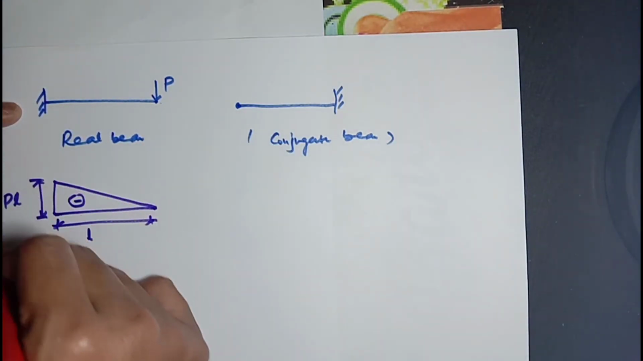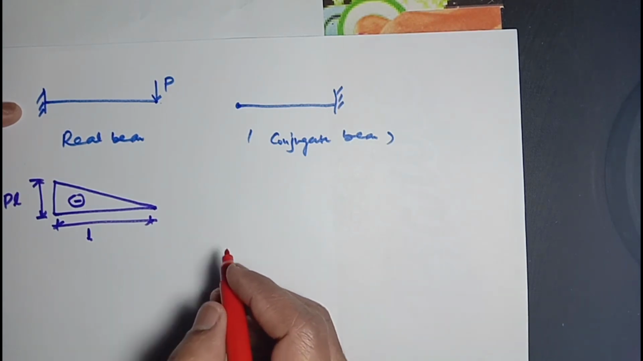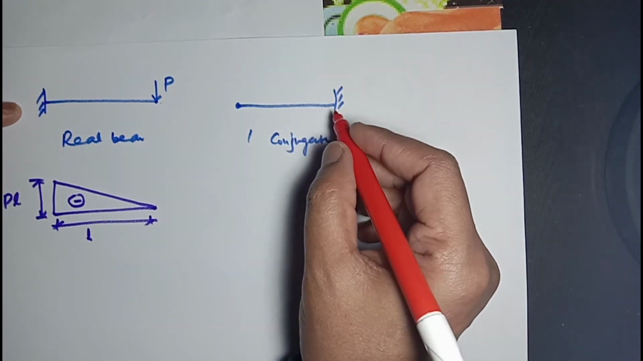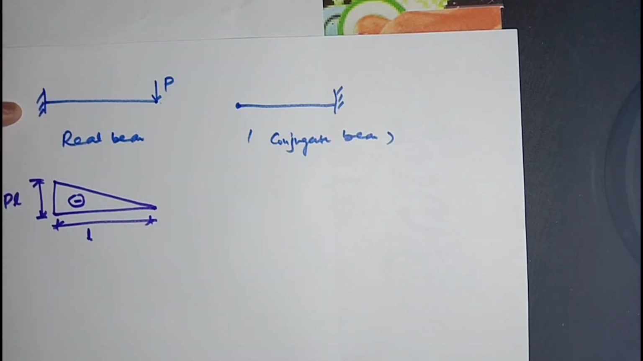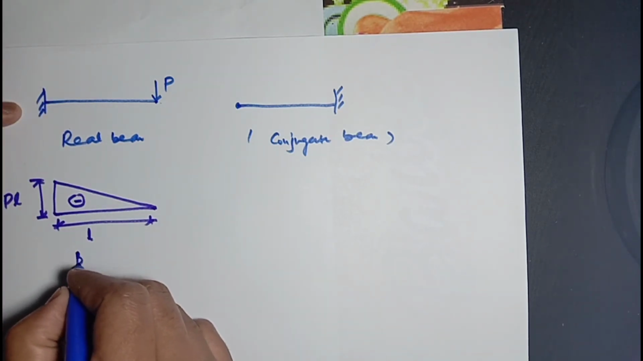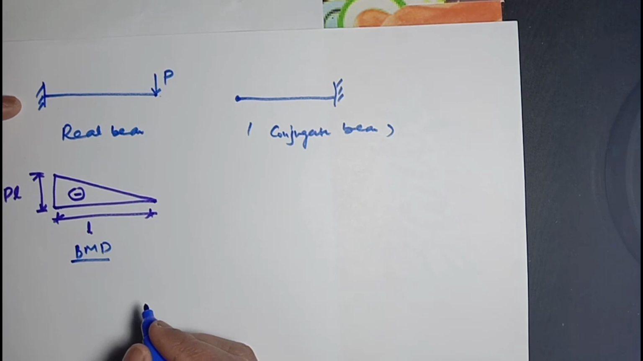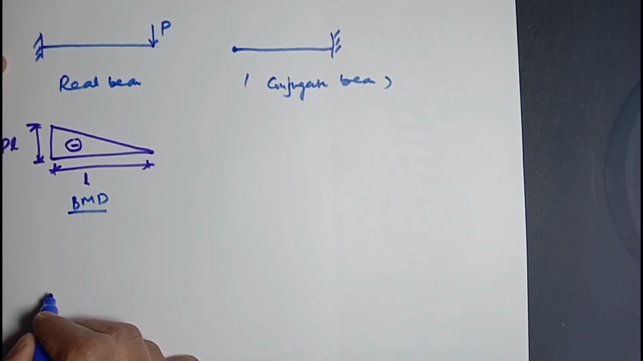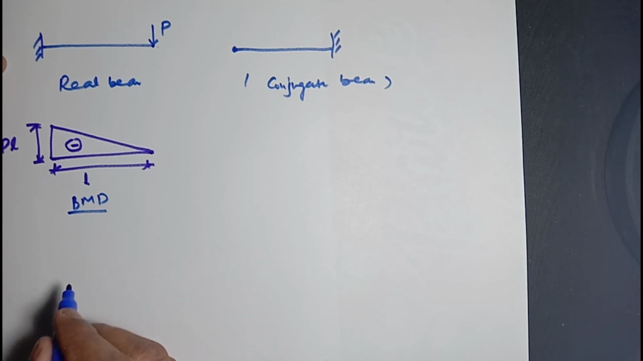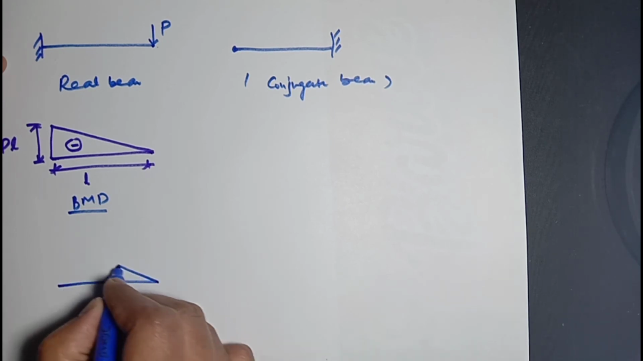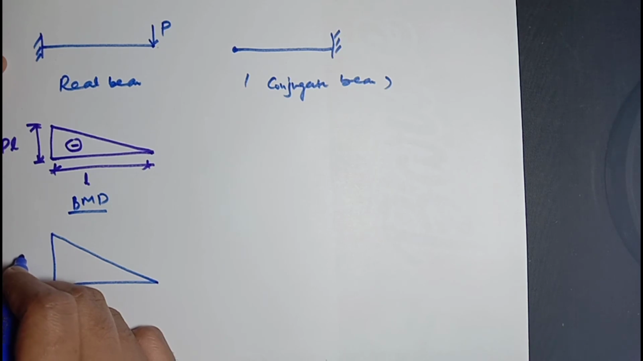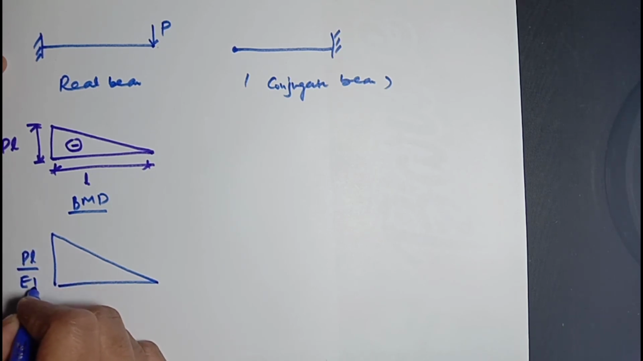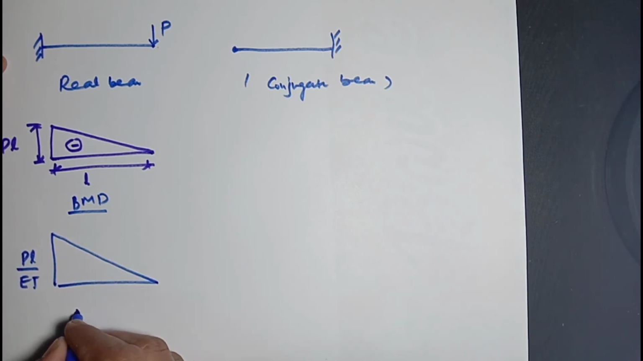Now through the conjugate beam method, we need to draw the M over EI. This is the BMD in the real beam. We need to calculate the M over EI diagram. We have also calculated the M over EI diagram in the moment area method. The profile will be the same. So PL over EI will be the M over EI diagram in the real beam.